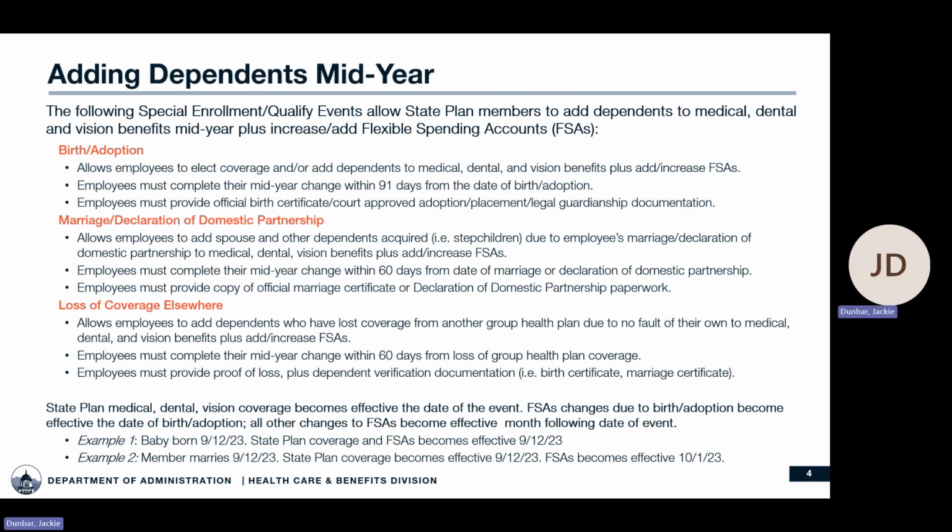Example 2, member marries on September 12th of 2023. State plan coverage becomes effective September 12th, 2023, plus the FSAs, they don't become effective until October 1st of 2023. Please note, it's important that employees complete mid-year changes and provide the required documentation timely to reduce retroactive benefit contributions. We will discuss retroactive benefit contributions in the next slide. We will also discuss how employees complete a mid-year change in a coming slide.